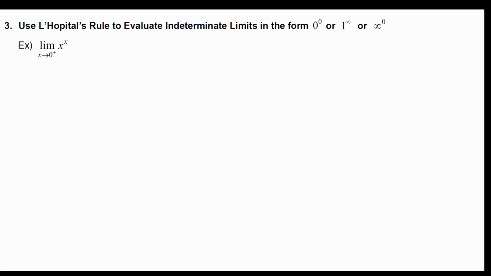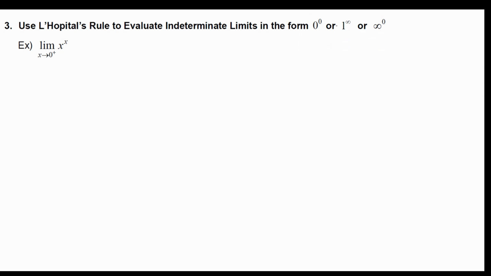The last type of indeterminate form is 0 to the 0th power, or 1 to the infinity, or infinity to the 0th power. When you have these power forms of indeterminate limits, you are going to use the characteristics of logarithms. So first plug in the x value to see if you get 0 to the 0th, or 1 to the infinity, or infinity to the 0th power. So let's check. I have the limit as x approaches 0 from the right of x to the x power. So you can see right away I will get 0 to the 0th power, which is the first case of indeterminate form.